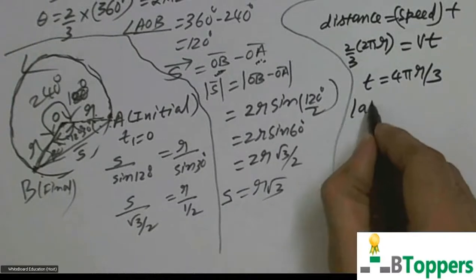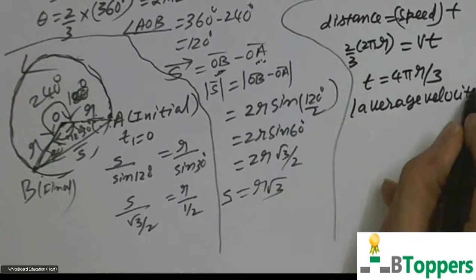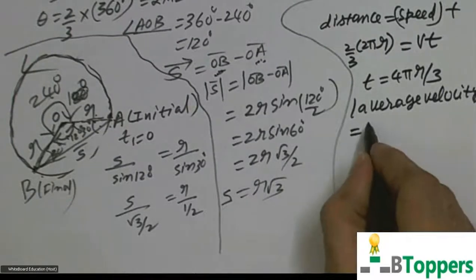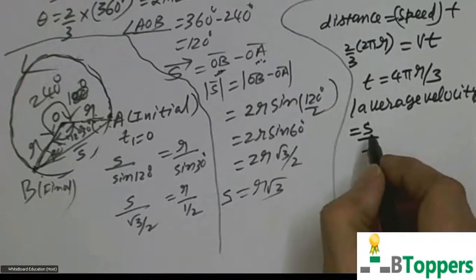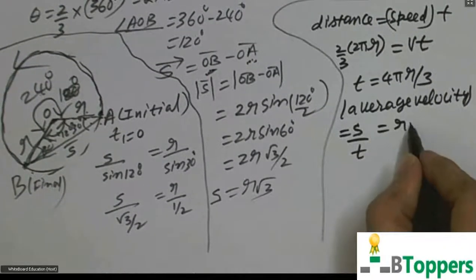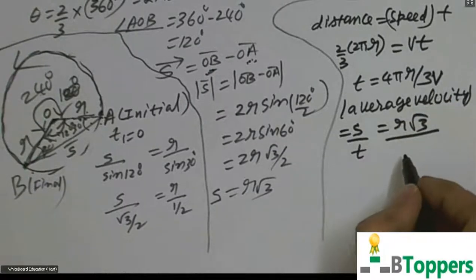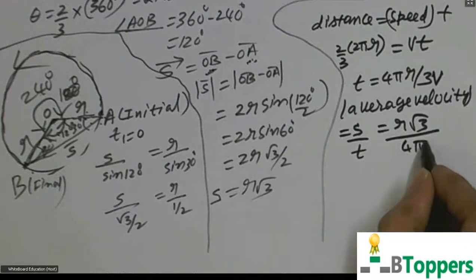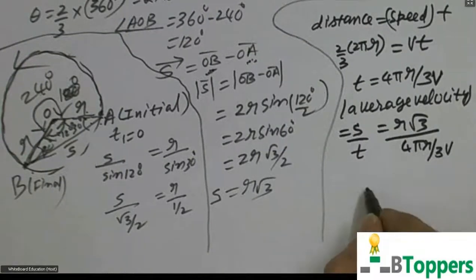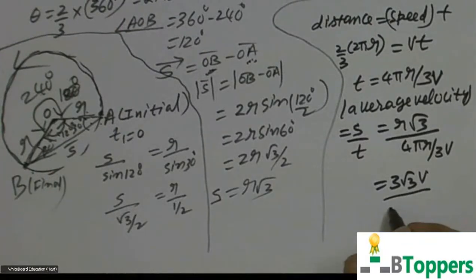So magnitude of the average velocity is equal to magnitude of the displacement divided by time interval. Magnitude of the displacement is r into root 3. Time interval is 4 pi r by 3v. This you can simplify to get the answer. So magnitude of the average velocity will be 3 root 3 v by 4 pi.